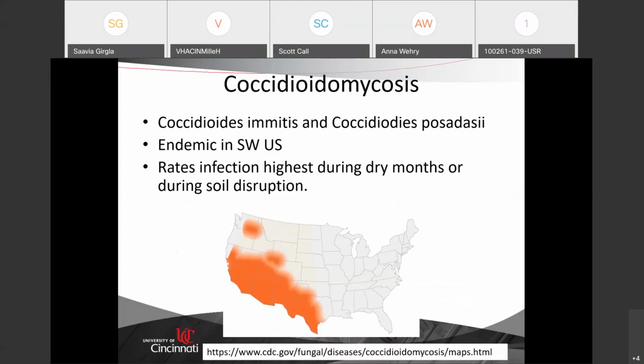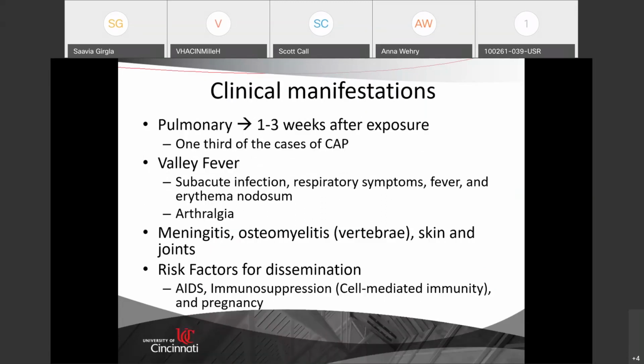Coccidiosis is kind of our last one. There's immitis and posadasii. It's endemic in the south of the U.S., and the rates actually are highest during the dry months or during soil disruption. So pulmonary, you usually see one to three weeks after exposure.